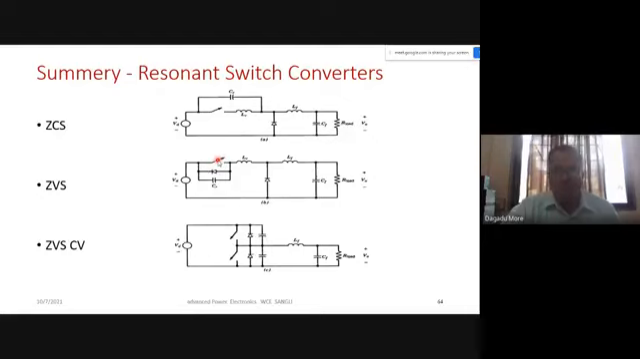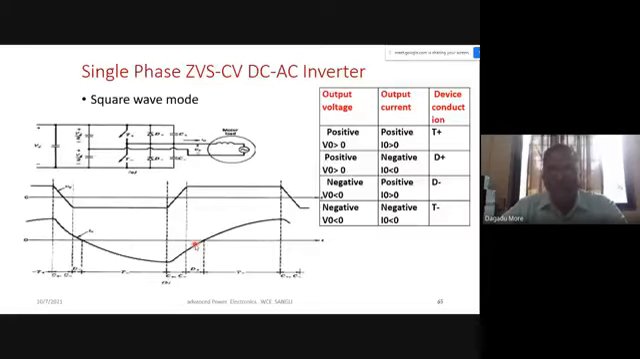And this problem can be eliminated with another resonant switch converter that will be ZVS CV, zero voltage switching clamped voltage. So for that case we require one additional switch, and with the help of that both switches will turn on and turn off at zero voltage, so losses in the device will be less, and at the same time we clamp the voltage across the device to be equal to VD. So that thing we have studied yesterday.